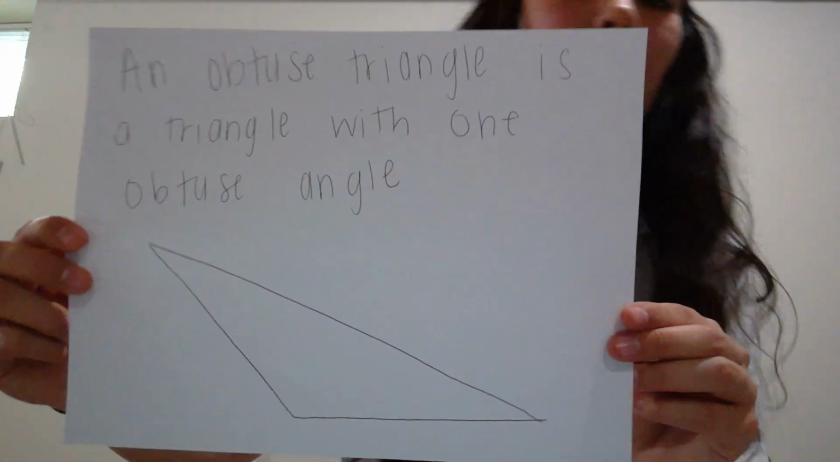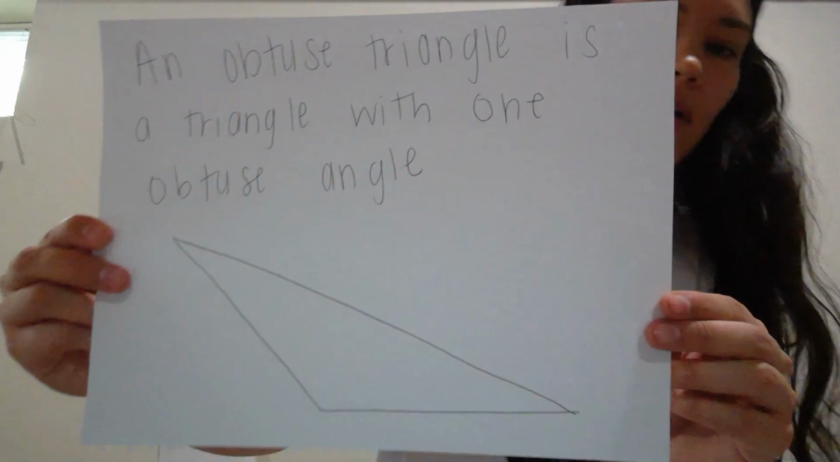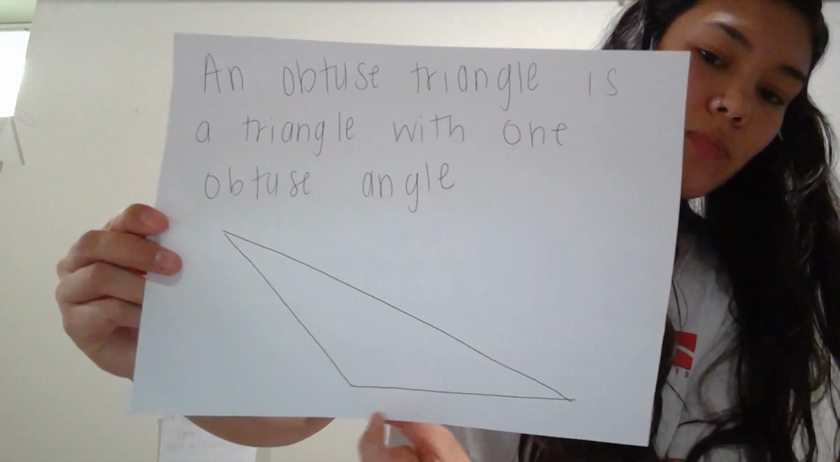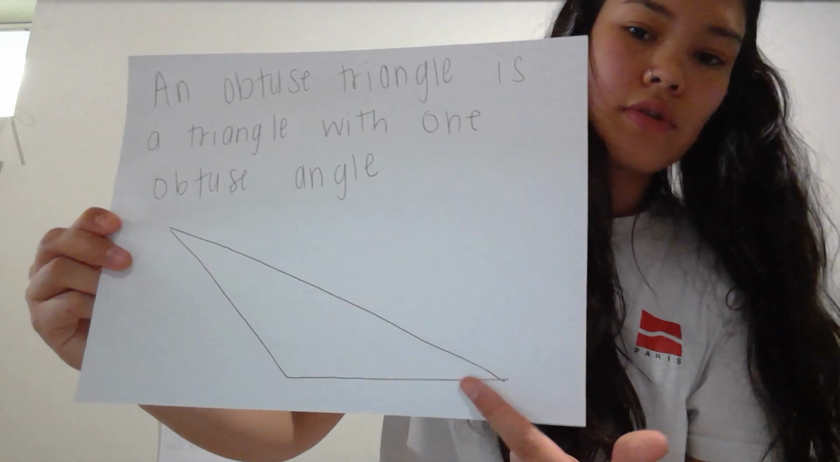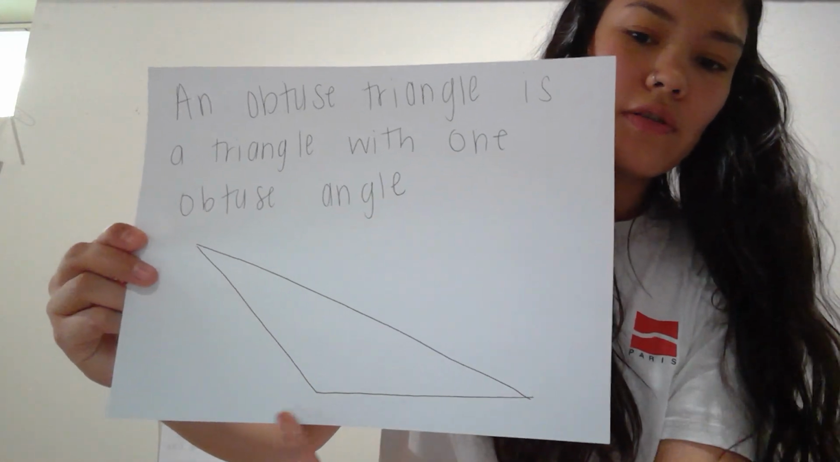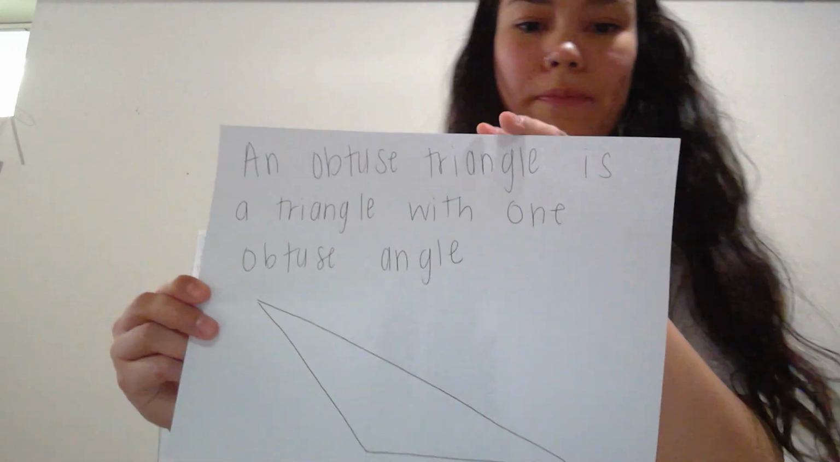Okay, the next type of triangle is an obtuse triangle. An obtuse triangle has 1 obtuse angle and then 2 acute angles. So obtuse triangle is 1 obtuse angle and 2 acute.